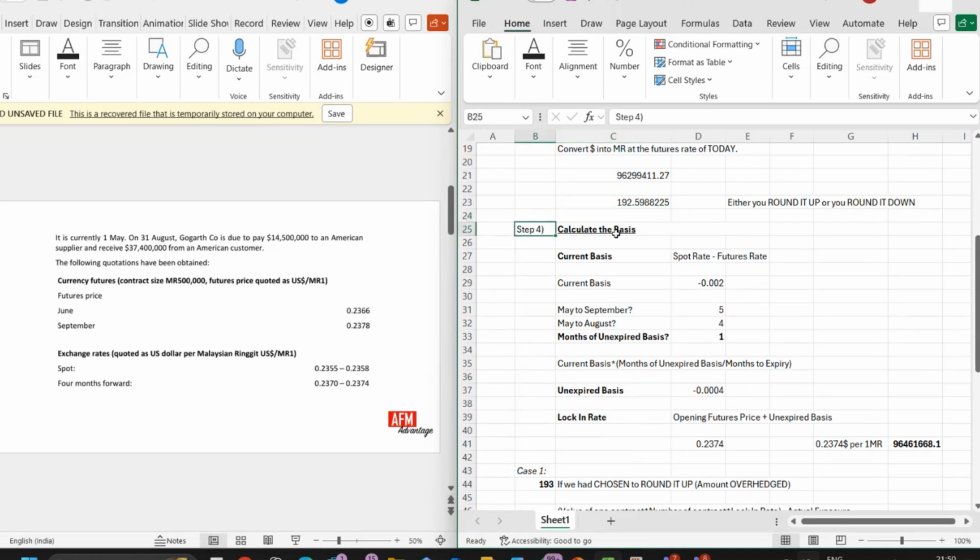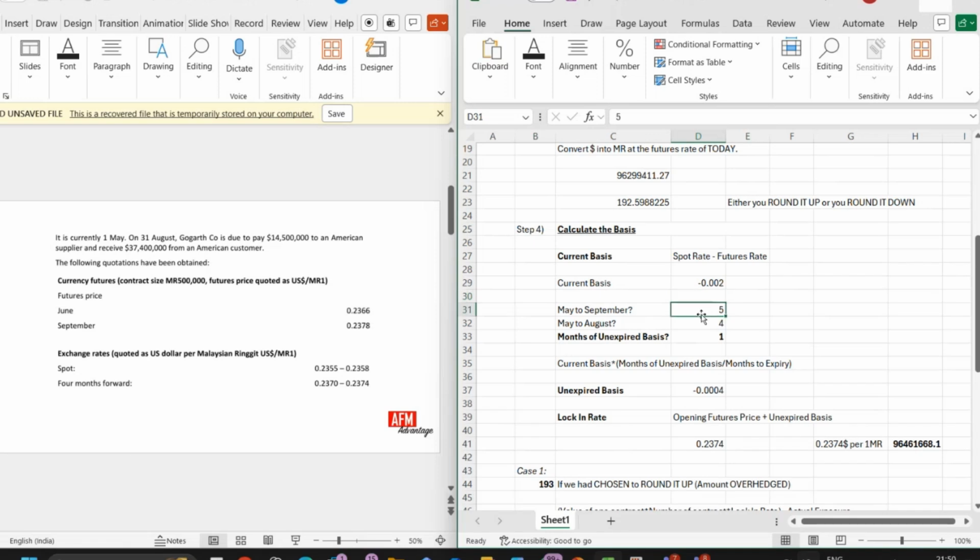Now, step 4 is calculate the basis. We need to find out the basis because we'll be using lock-in rate for this question, right? Obviously, we don't have a closing futures price visible anywhere, so we have to use a lock-in rate. So our current basis is spot rate minus futures rate, right? I've calculated that: 0.2358 minus 0.2378.